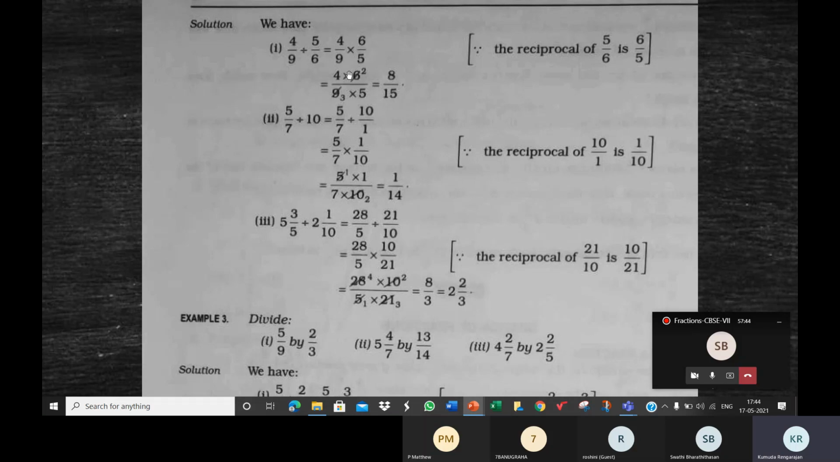Now we know how to multiply them. 4 into 6 in the numerator, because when it's multiplication, children, remember, we don't take the LCM of the denominators. LCM is only for addition and subtraction of fractions. When we have to multiply two or more fractions, we simply multiply the numerators: 4 into 6 divided by 9 into 5. Multiply the numerators, multiply the denominators. And then after this, we need to simplify.